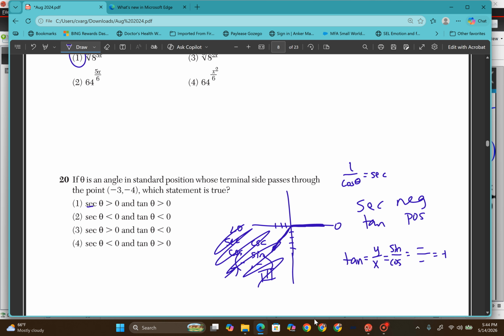So let's see. This one says secant is positive. That's wrong. This one says secant is negative. Okay, that's true. And this one says tangent is negative. That's wrong. This one says secant is positive. That's not what we want. This one says secant is negative and tangent is positive. So the answer choice is choice 4.